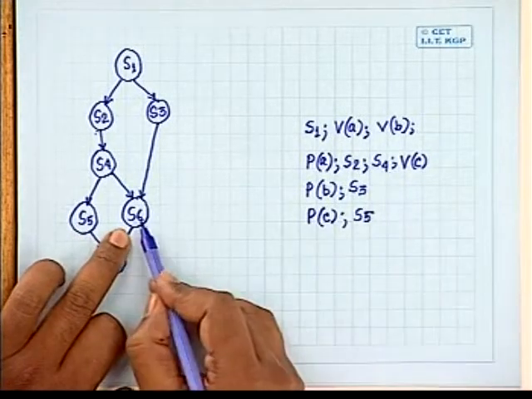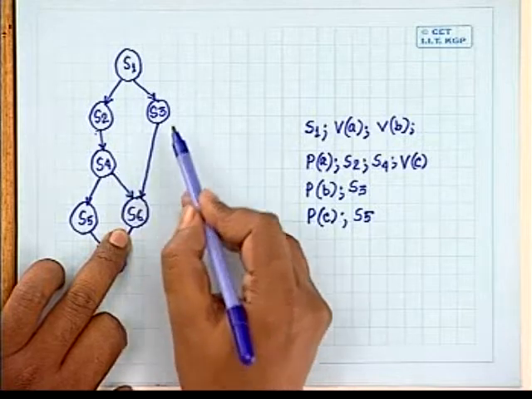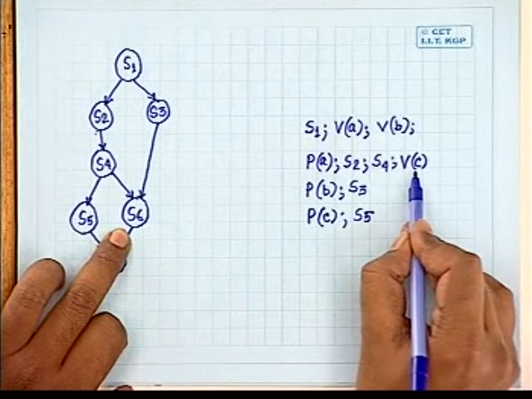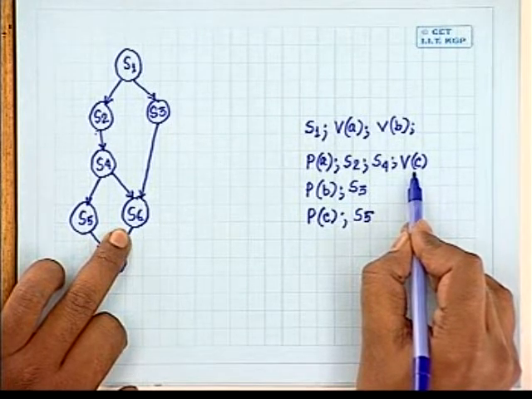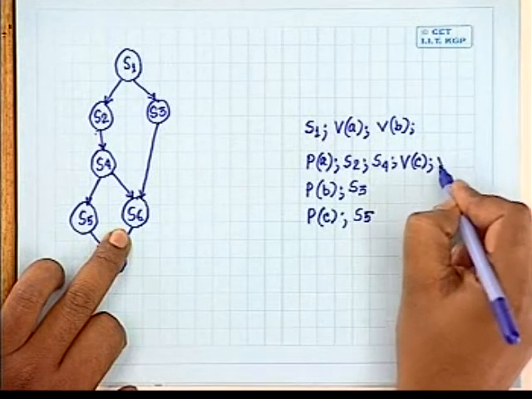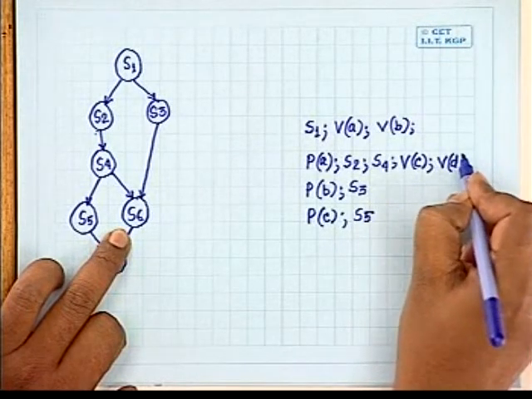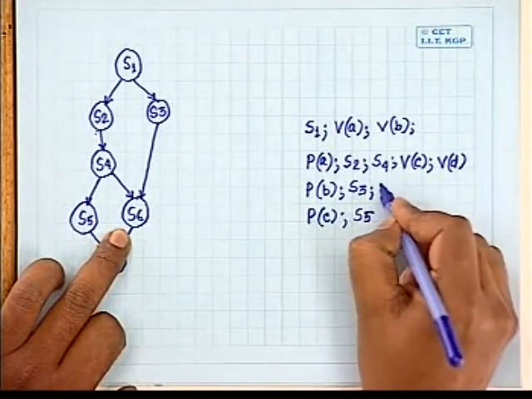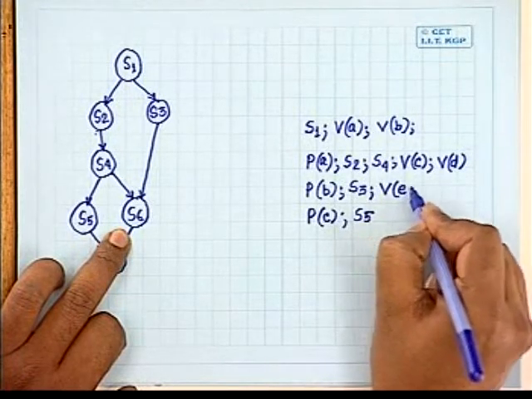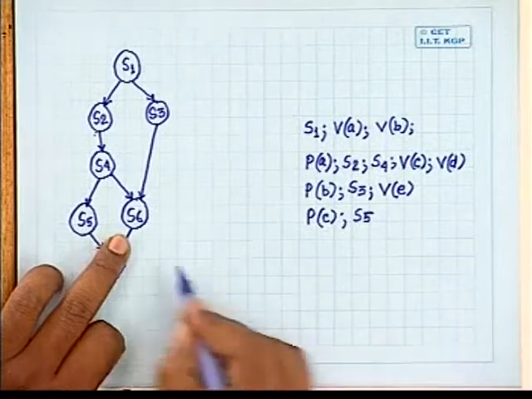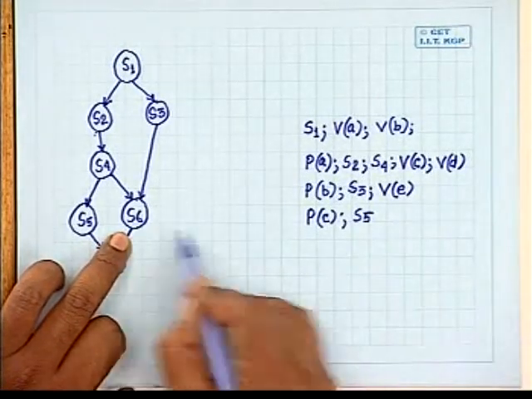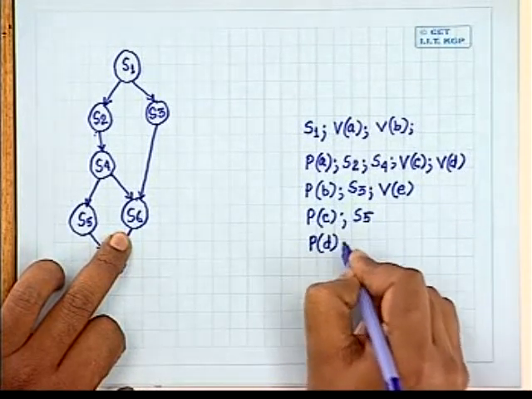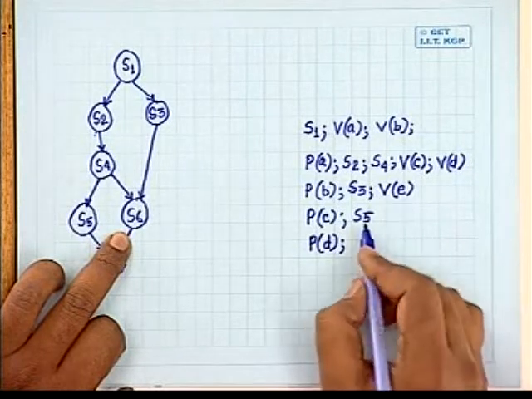Coming to S6, it has to wait for completion of S4 as well as completion of S3. Okay, so after S4 I need two semaphores. One of them is V(C), the other one is, let me put as V(D), where D is another semaphore variable. Okay, after S3, let me put semaphore V(E). Okay, before execution of S6, it has to perform a P(D) semaphore operation. It also has to perform a P(E) semaphore operation.